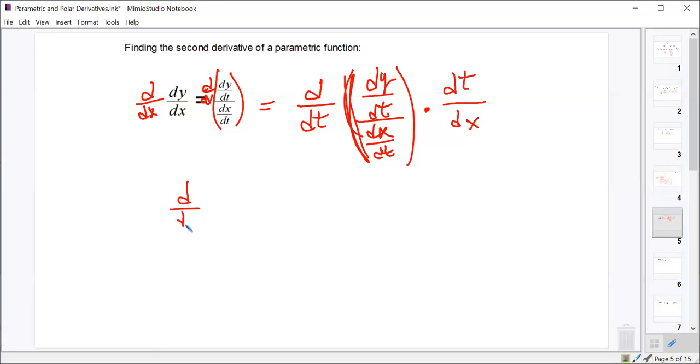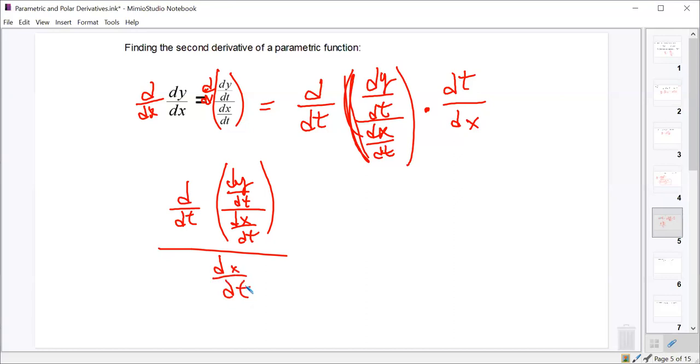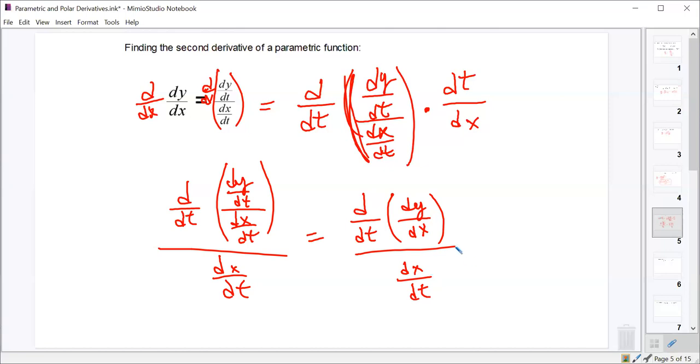So we're going to take the derivative with respect to t of dy/dt over dx/dt and divide this by dx/dt, right? Because dividing by dx/dt is the same as multiplying by dt/dx. So effectively what we've got is the derivative with respect to t of our original derivative divided by the derivative of x with respect to t. So yes, Darius, we're using the quotient rule, so we'll generally have to use the quotient rule to find the derivative with respect to t of dy/dx, but then we have to remember to always divide that by dx/dt.